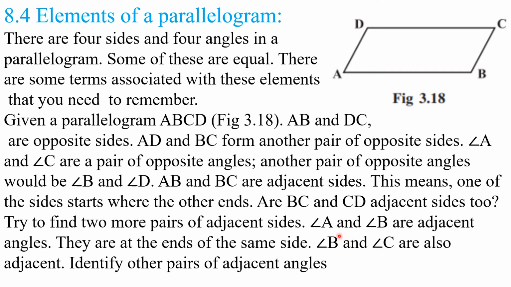Okay, my children. Angle A and angle B are said to be adjacent angles. Similarly, angle B and angle C are adjacent angles. Angle C and angle D is a pair of adjacent angles. Angle D and angle A is a pair of adjacent angles. Likewise, we can find four pairs of adjacent angles. Understood this point, my children?